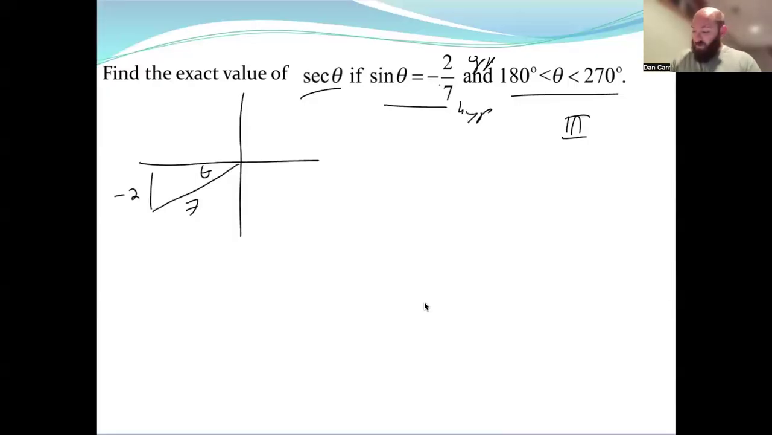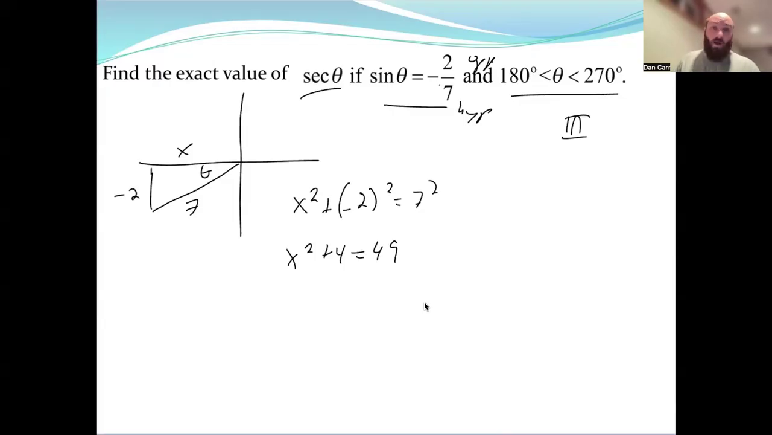So first things first, let's find this missing side length here, x. So it'll be x squared plus a negative 2 squared is equal to 7 squared. Okay, so that'll turn into 4 and 49. I subtract that over. So x squared equals 45, and then I square root those. And if you want to, you can leave it as, it'll definitely be negative 3 root 5. Okay, so that's my x value.